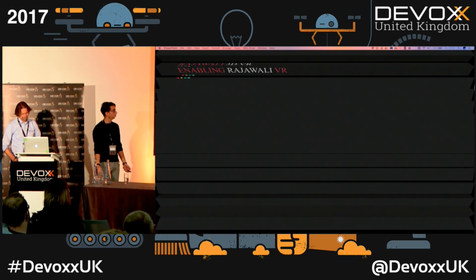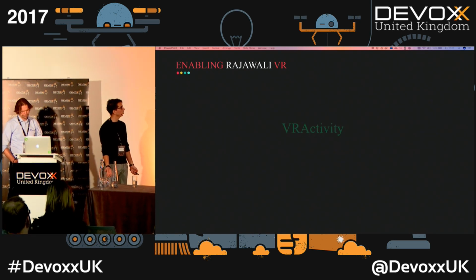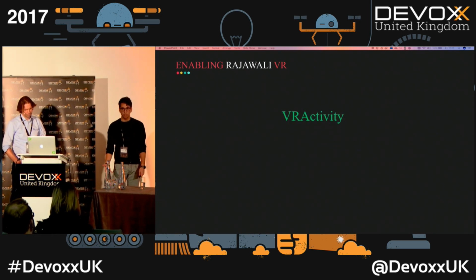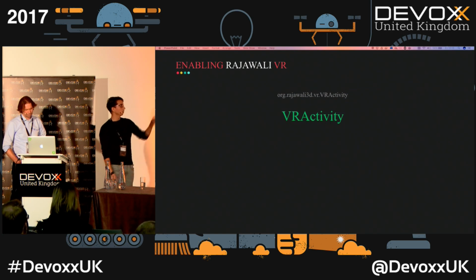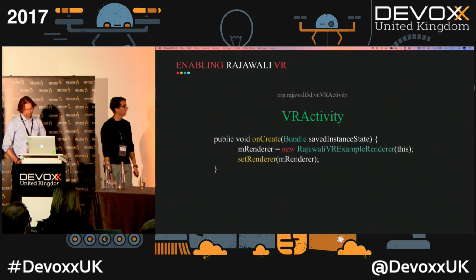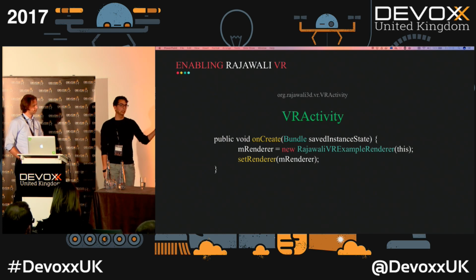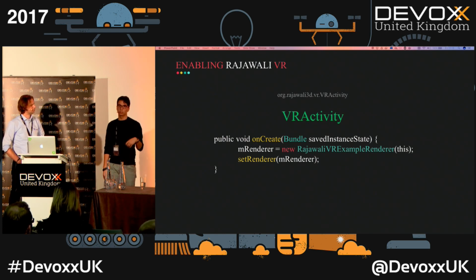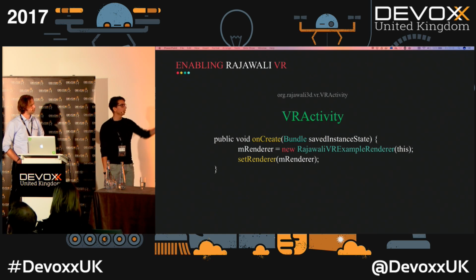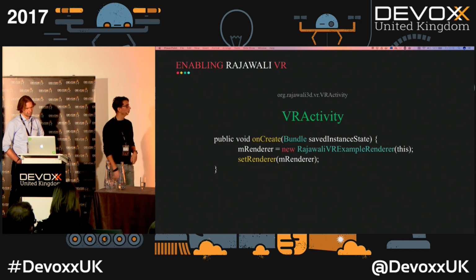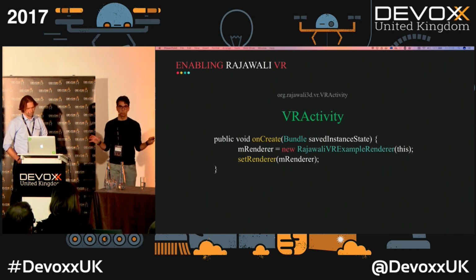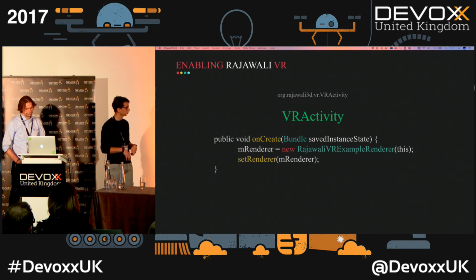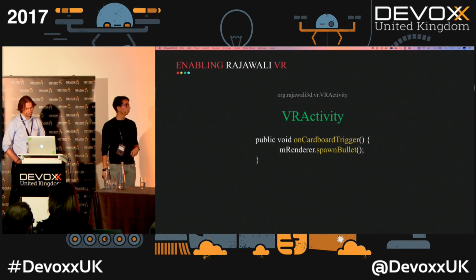And furthermore, we get into the real code. We have a VR activity, which can be found in the Rajawali project over there. And again, the onCreate. But the big difference here is that you don't start spawning stuff here, but you create a Rajawali example renderer and set the renderer using that method. That's everything the main activity has to do if you use Rajawali. This is very important. And again, you have a Cardboard trigger, which you can use to spawn a bullet or a laser, something like that.